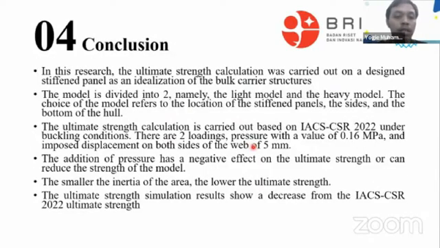Number 4, conclusion. In this research, the ultimate strength calculation was carried out on a designed stiffened panel as an idealization of the full carrier structure. The model is divided into two, namely the light model and the heavy model. The choice of the model refers to the location of stiffened panel, the sides and the bottom of the hull. The ultimate strength calculation is carried out based on IACS CSR 2022. Under buckling condition, there are two loadings: pressure with a value of 0.16 megapascal and imposed displacement on both sides of the web of 5 millimeter.